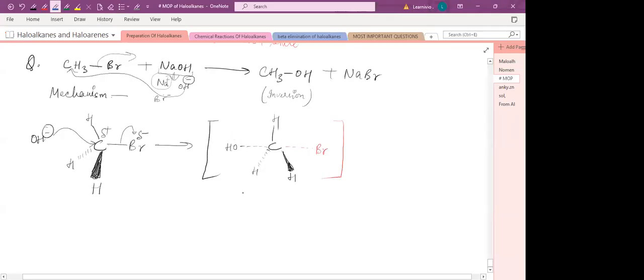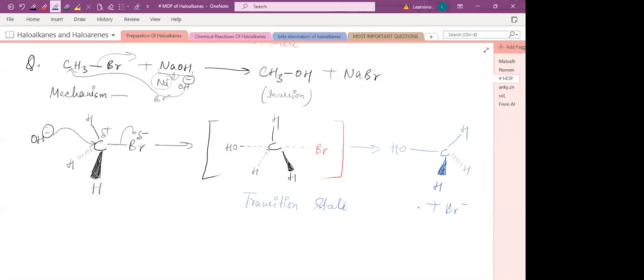This is a transition state, and you know very well it is unstable. Bromine is a good leaving group, so bromine will leave, and you will get the product with OH over here, C, one hydrogen here, one hydrogen here, and one hydrogen here, plus Br minus. That's how we write down the mechanism. Got it? First try to write down the reaction, and after the reaction, try to write down the mechanism. Sometimes they ask you to write down the mechanism of the reaction, so you have to show all the steps.